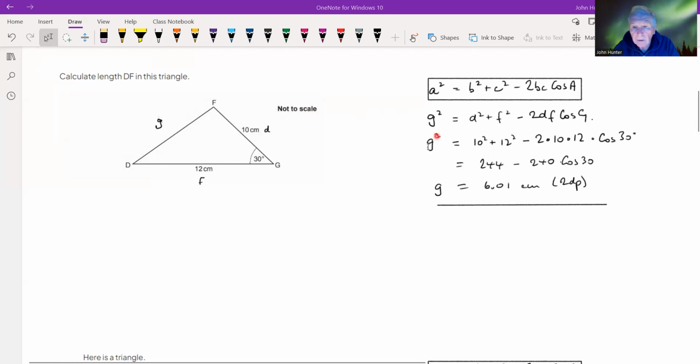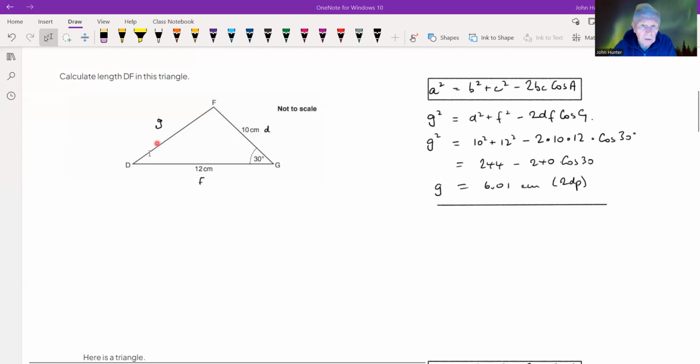I mean, it's already explicit in g, so we can just substitute in our d or our f, and of course our angle g here. And if we work that through, we can just plug those things into our calculator to give us g squared, and then from that g is going to be 6.01 centimeters to 2 decimal places.